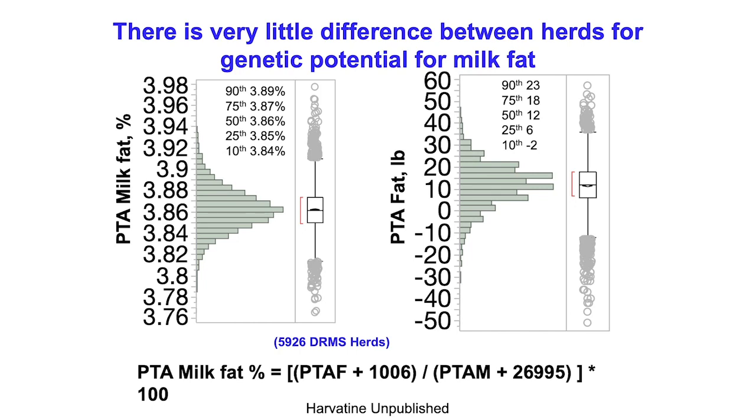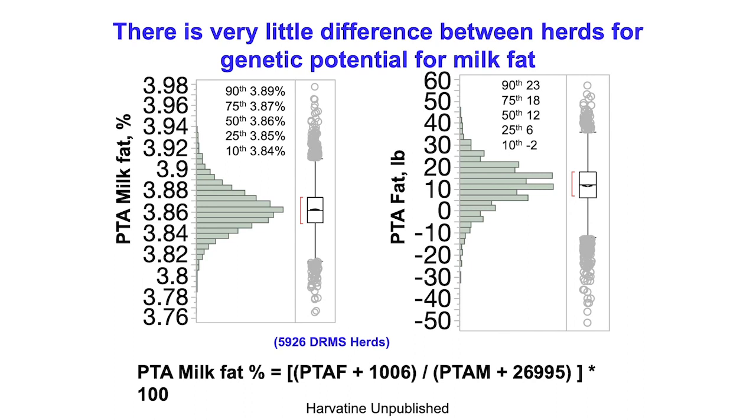So I wanted to know what's the genetic variation between herds. And this data's out there, right? We have PTA milk that's in our databases. So this is PTA milk fat, so this is pounds per lactation. This is 6,000 herds that we could pull from the DRMS database. If we look from the 10th to the 90th percentile, we only have about a 20-pound difference in PTA fat. So that's not a very big difference.